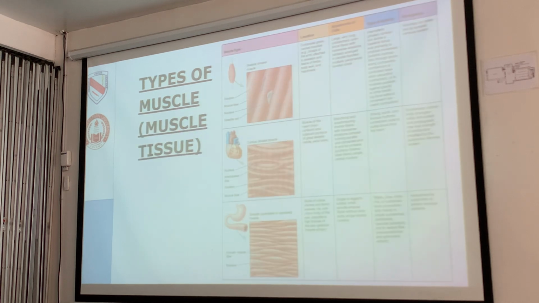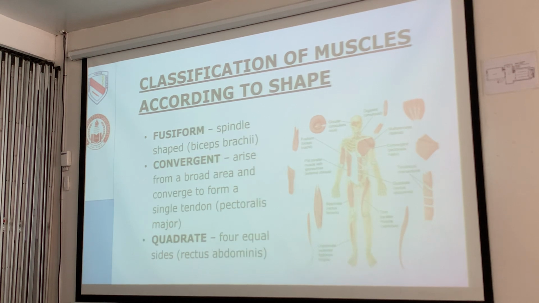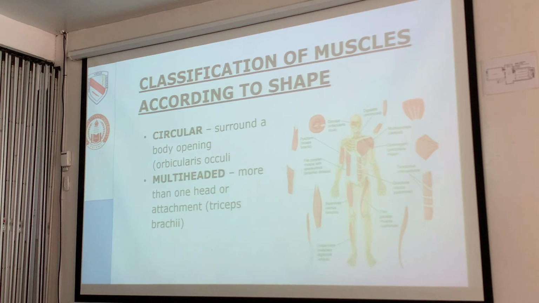This is the type of muscle. Now you can classify the muscle according to shape. You have the flat, the pennate, the fusiform, the divergent, and the quadrate. It depends on the shape. It is very self-explanatory, the form of the muscle. So be familiar with the form of the muscle as well as the example. We have the circular and also on the end.